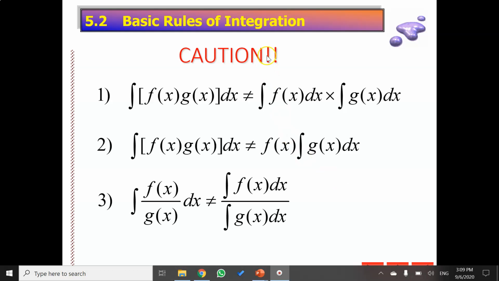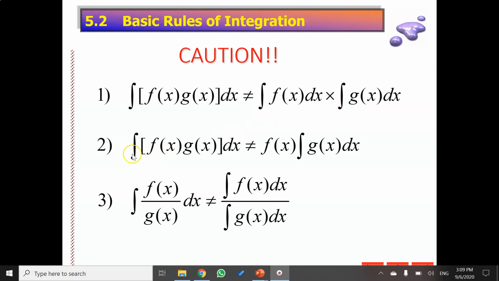Okay, so caution number 1. When we integrate the multiplication of two functions, the integral of f(x) g(x) dx is not equal to the integration of f(x) dx multiplied by the integration of g(x) dx. So this one you cannot do. You cannot split it up like this. Only for plus or minus can you separate or split it.